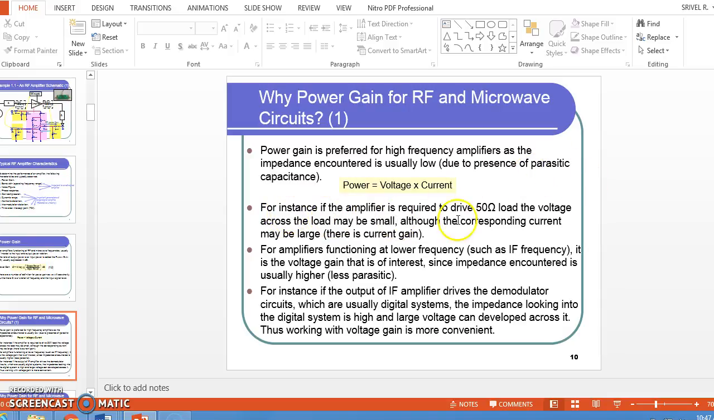For instance, if the amplifier is required to drive a 50 ohm load, the voltage across the load may be small, although the corresponding current may be large. There is a current gain. For an amplifier functioning at low frequency, such as intermediate frequency, it is the voltage gain that is of interest, and the impedance encountered is usually high, with less parasitic capacitance. For instance, if the output of the IF amplifier drives a demodulator circuit used for digital systems, the impedance looking into the digital system is high and a large voltage can be developed across it. So in this part, the voltage gain is more convenient.